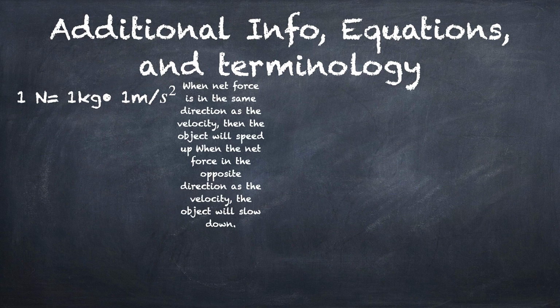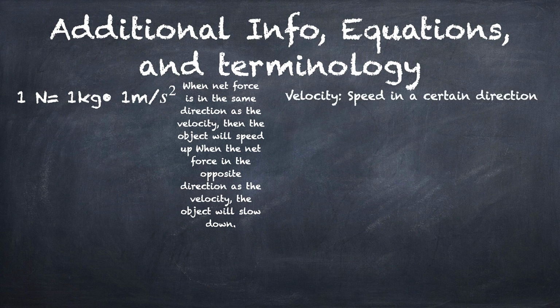When net force is in the same direction as the velocity, then the object will speed up. When the net force is in the opposite direction as the velocity, the object will slow down. This can be likened to the soccer ball example I gave in the previous slide. When a soccer ball is hurtling towards you and you want to make it stop, then you have to apply force in the opposite direction. This will make it slow down or stop. If you want to make it go faster, then you have to apply force in the same direction, which will make it speed up.